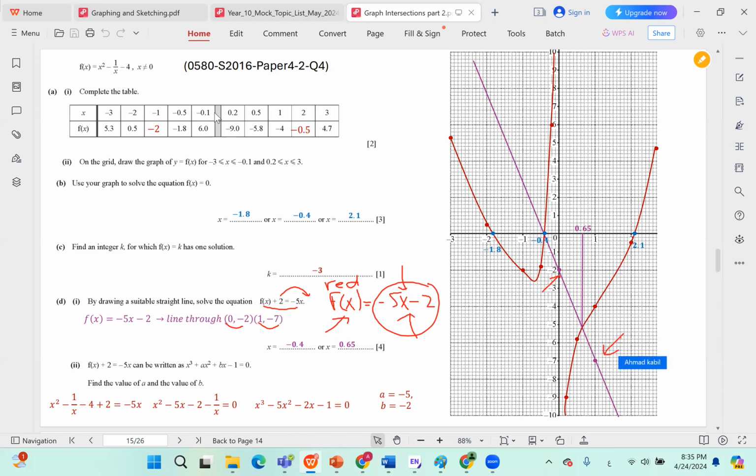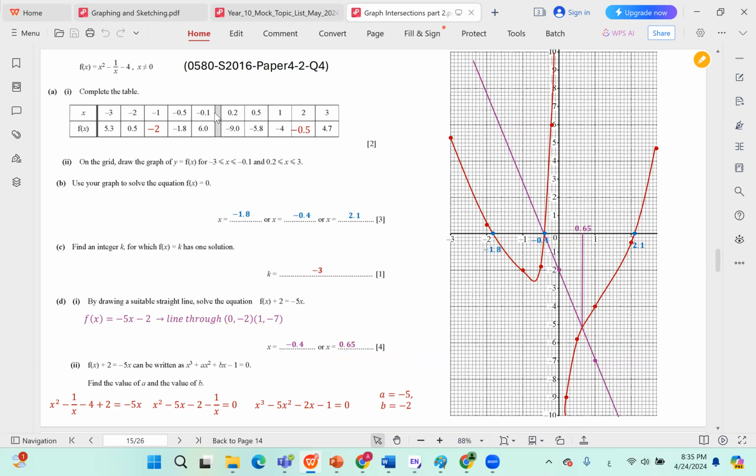I joined the 2 points together and I extended the line, and it cuts the red curve at this point again, which is the blue point that we already found when we were trying to find the x-intercepts. So this is one of the solutions. And another of the solutions is this point here, where the purple line cuts the red graph, and we get the x value of this solution by just looking at the x-axis here. You will find that the solution is 0.65. So these are the two solutions where the purple line cuts the red graph, and these would be the solutions to our equation.